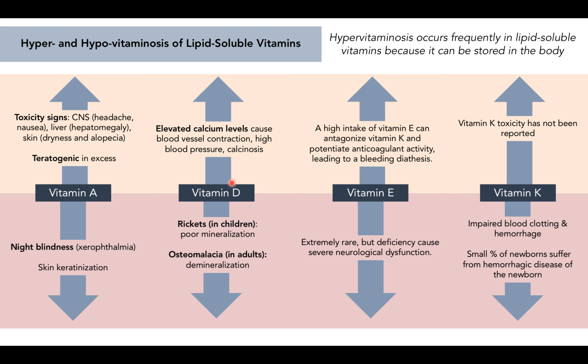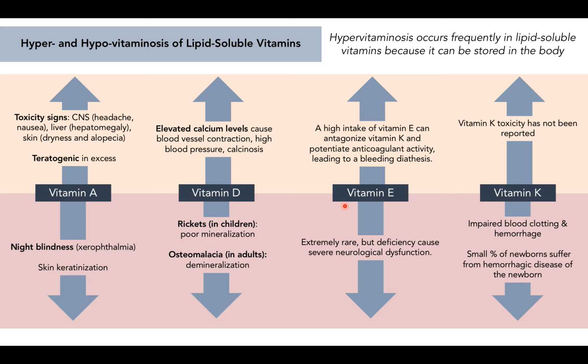Now, when vitamin D levels are elevated, you can also expect elevated calcium levels. When calcium levels are too high, this can cause contraction of blood vessels, high blood pressure, and calcinosis. Whereas too little vitamin D will cause rickets in children, which is poor mineralization of the bone. And in adults, it causes a condition called osteomalacia, which is a demineralization of the bone.